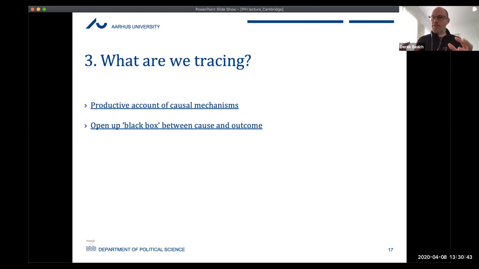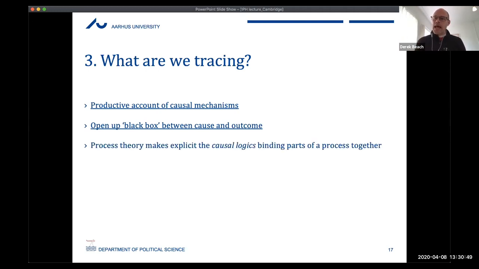And this would be then where we would continue with this way of thinking about process tracing. In particular, what we're trying to do at the theoretical level is making clear and explicit the causal logics binding parts of a process together. Instead of just assuming the linkages, we're trying to make them explicit theoretically and then study them empirically. And it results in what could be called a how-does-it-work explanation.